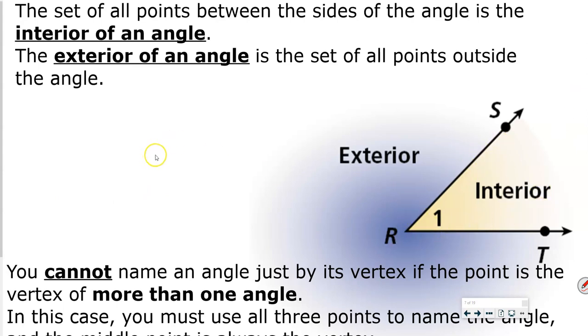The exterior of the angle is all the points that are outside the angle. So exterior is out here. This is the blue. Okay.